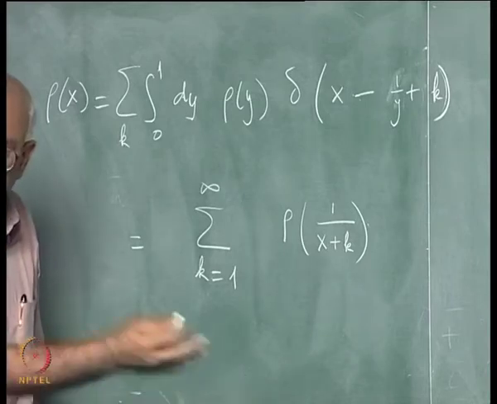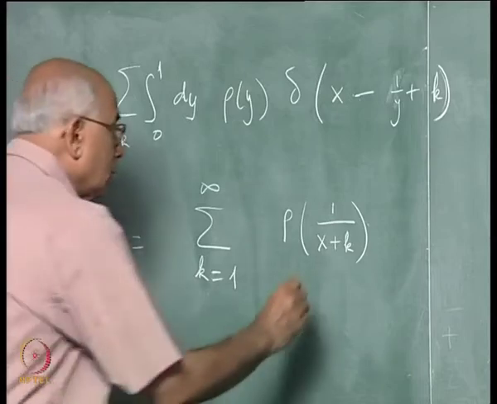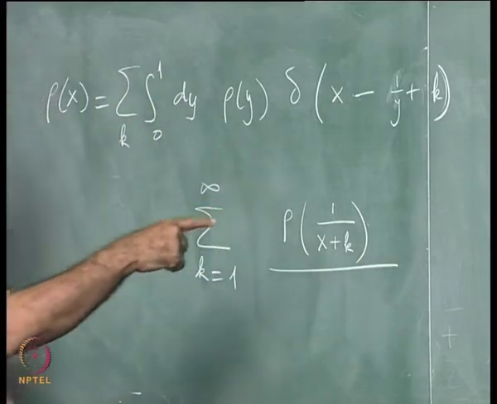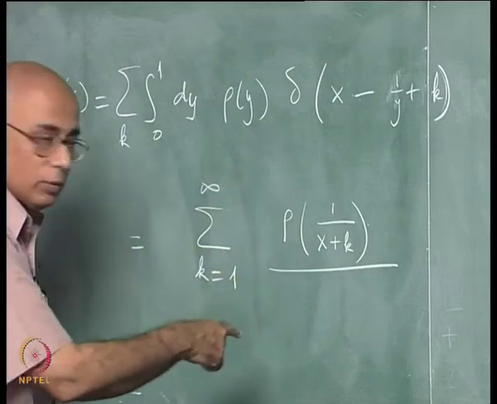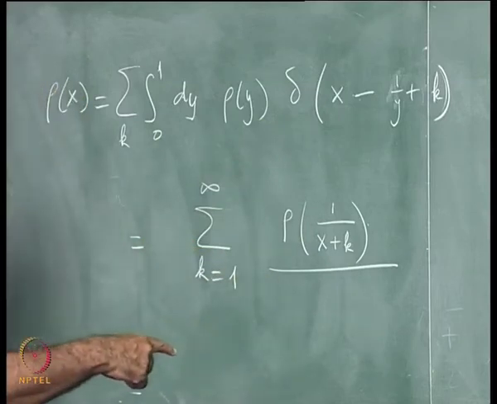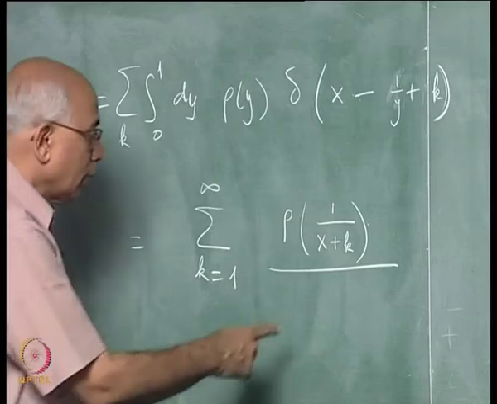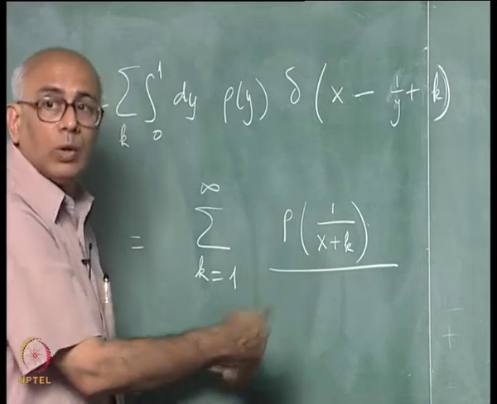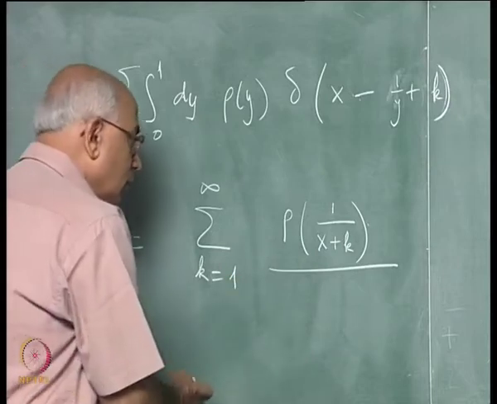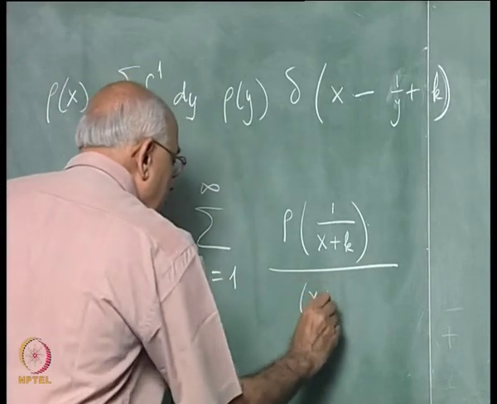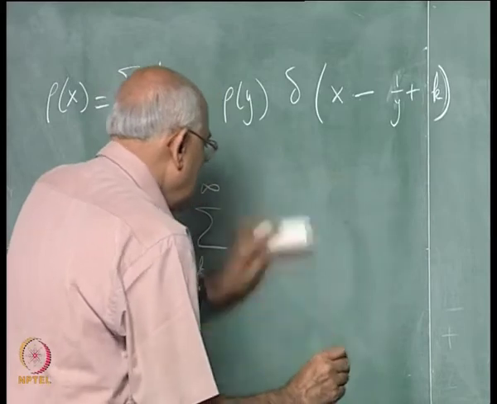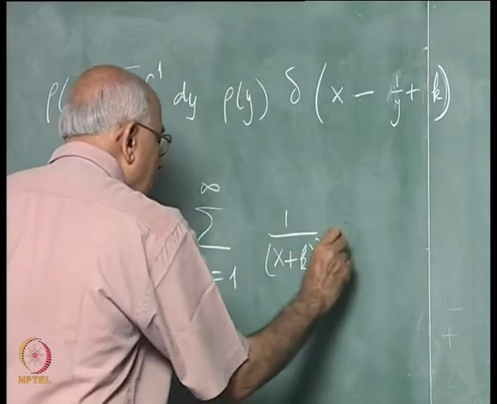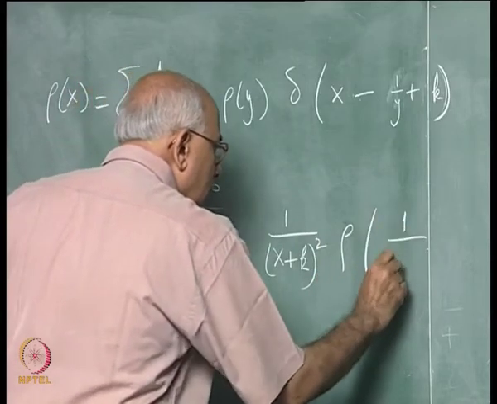Divided by the Jacobian of the transformation. The Jacobian of the transformation, when I take the modulus, is just 1 over this guy here. So what would it give you? 1 over x plus k the whole squared, because it is divided by 1 over x plus k the whole squared. So this is just x plus k. So let us write it properly: 1 over x plus k the whole squared, rho of 1 over x plus k.